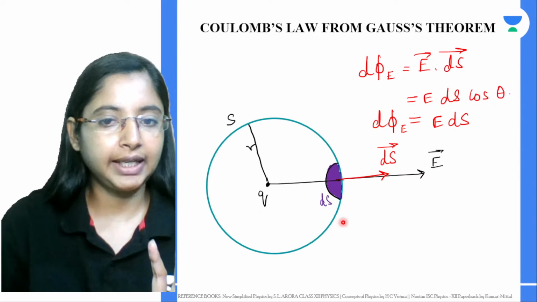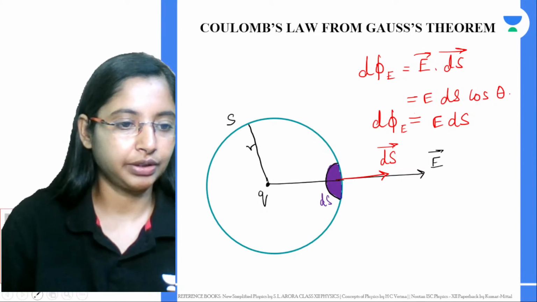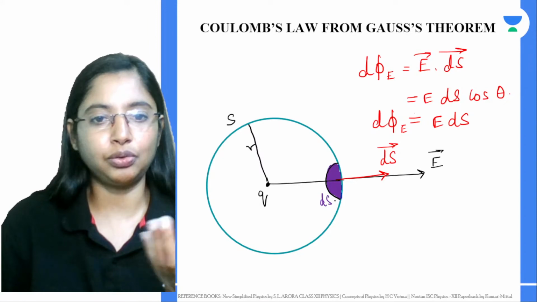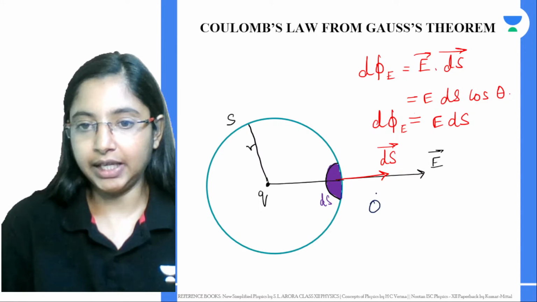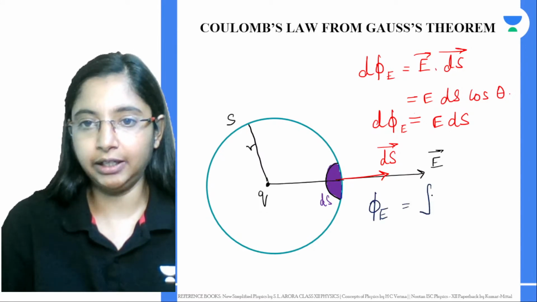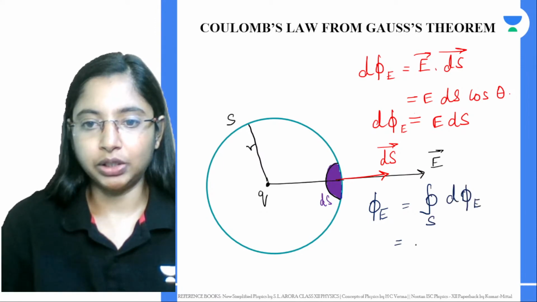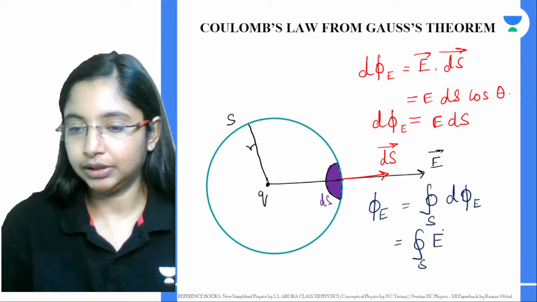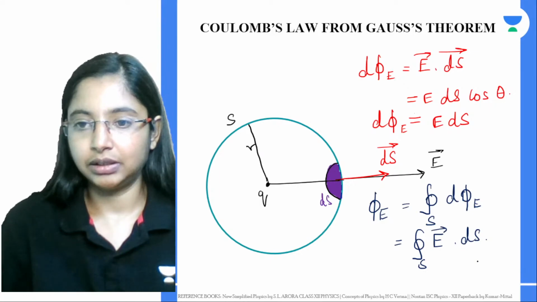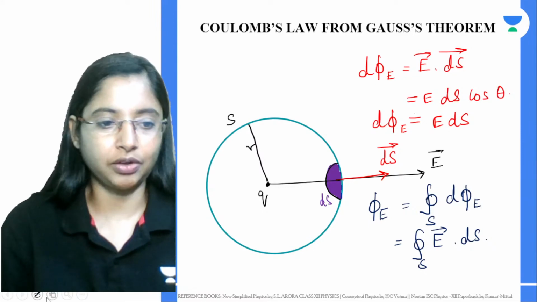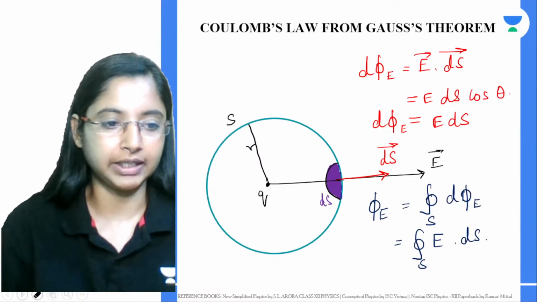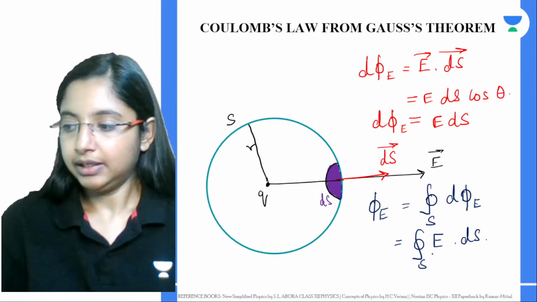Now we have found the flux for a small area on the surface. If you want to find it for the entire surface, then we make use of integration. So the net flux phi e through the entire closed surface S is obtained by integrating d phi e over the closed surface. This is nothing but the integral of E dot ds, and in terms of magnitude, E ds cos theta with theta 0, so it will be just E ds.